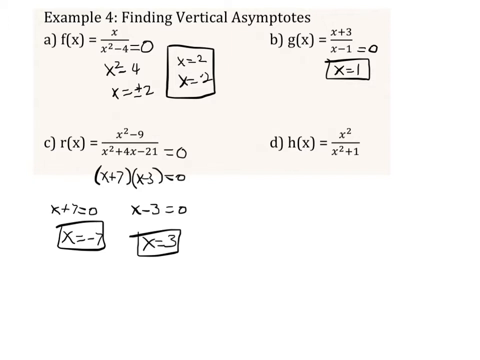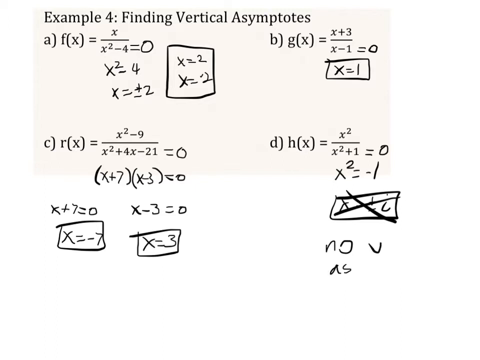Alright. X squared plus 1. We had this in the previous slide. X squared then equals negative 1. So x equals plus or minus i. And again, we can't get a real number to make our denominator 0, so there would be no vertical asymptotes.